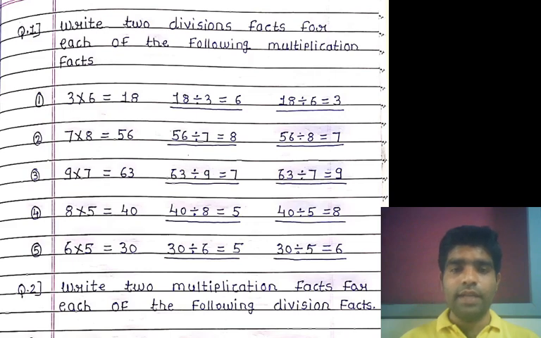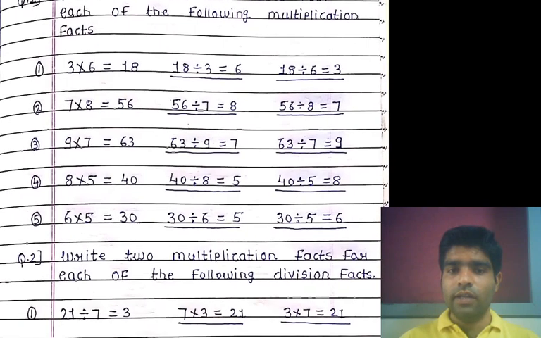Next, example number 5. Here it will be 6 multiplied by 5 is equal to 30. Same way we have to solve 30 divided by 6 is equal to 5 and 30 divided by 5 is equal to 6. This is the second division fact.